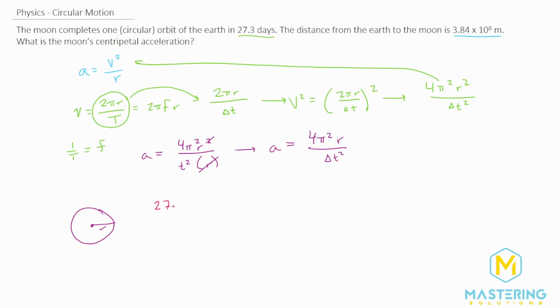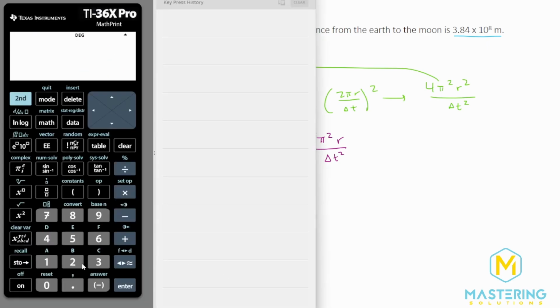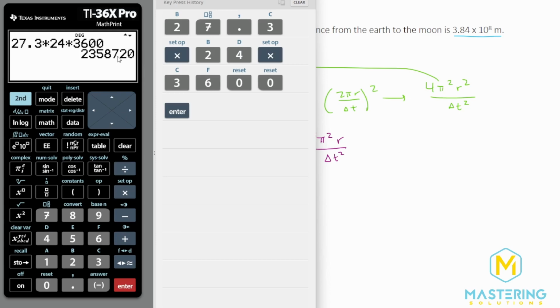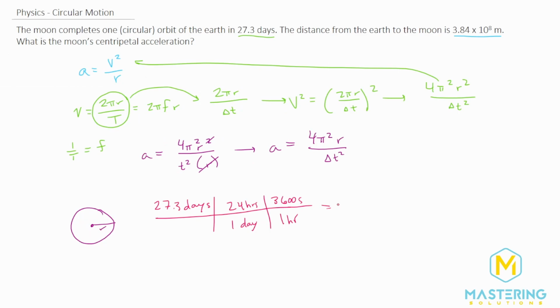So for 27.3 days, we know that in 1 day, there's of course 24 hours. And then in 1 hour, there is 3,600 seconds. This came up a lot in chapters 1 and 2. It's a really good unit to remember. It saves a little bit of time on tests. So we'll have 27.3, and then we'll multiply that by 24 and multiply it by 3,600 to put us in seconds. So we have 2.36 times 10 to the 6 seconds.